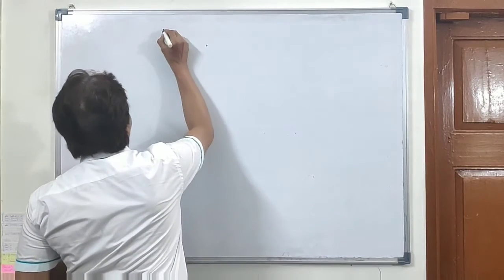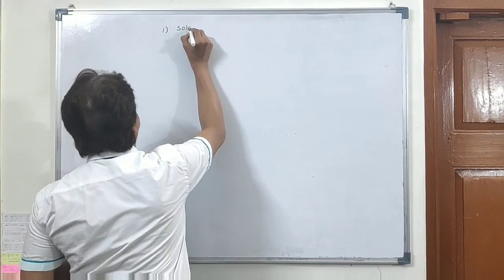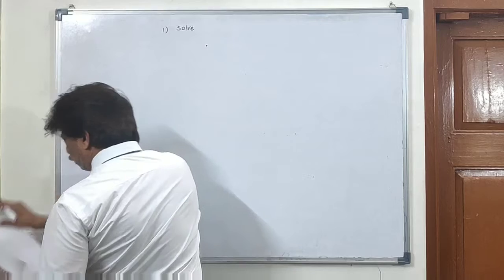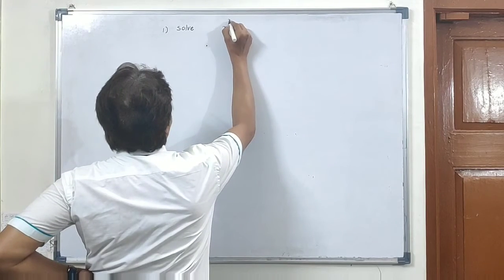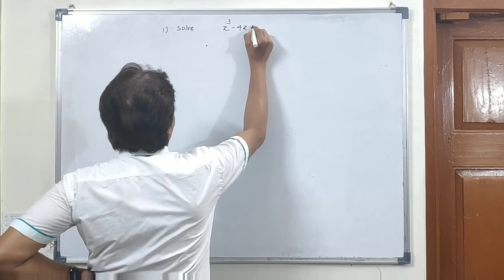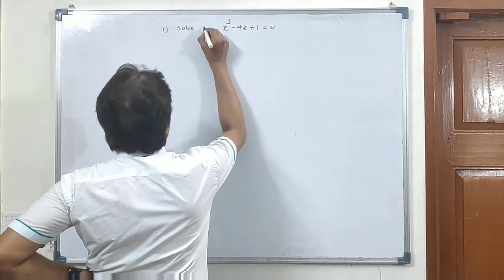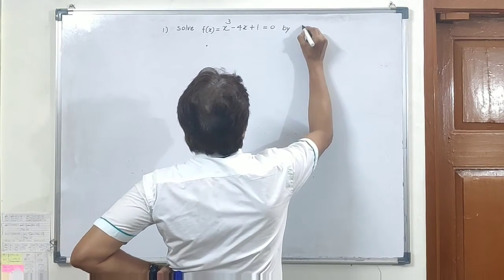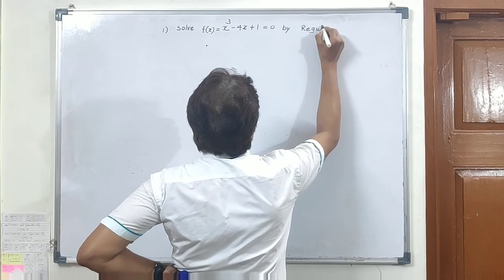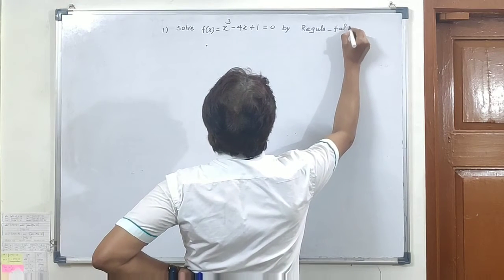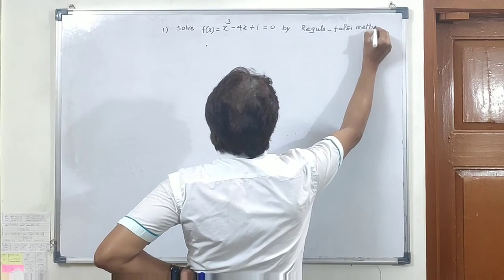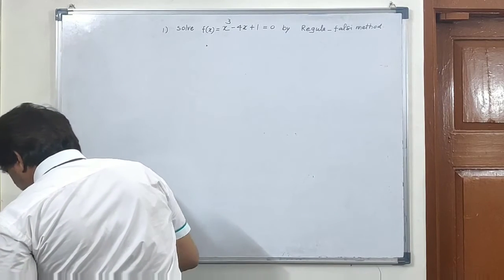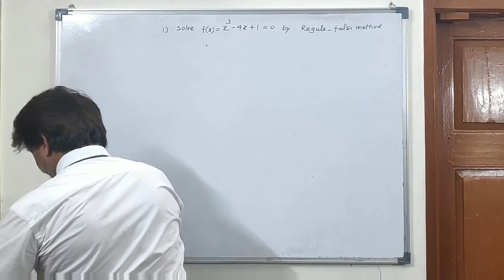Now, solve x cube minus 4x plus 1 equal to 0. This is f of x, by the regula falsi method.